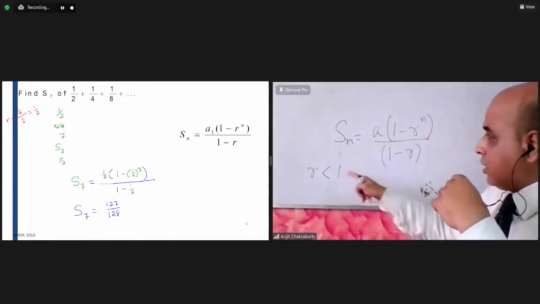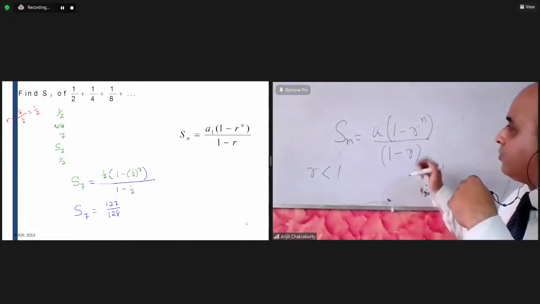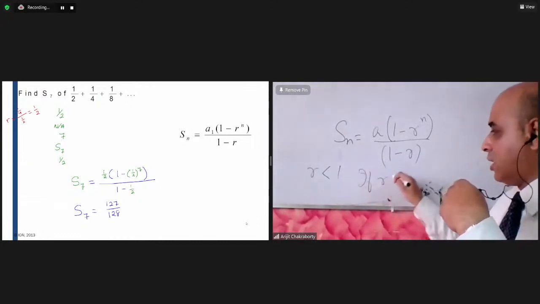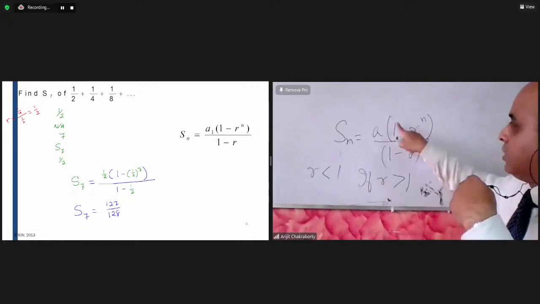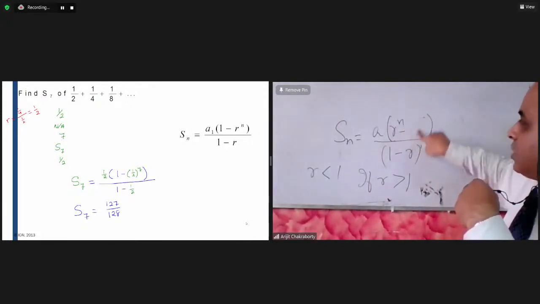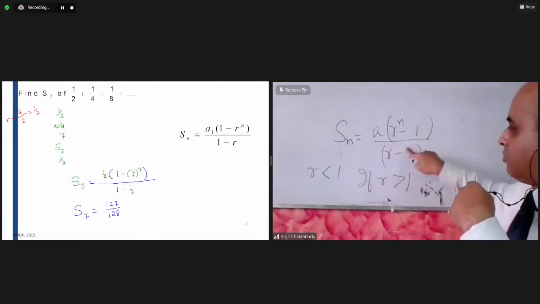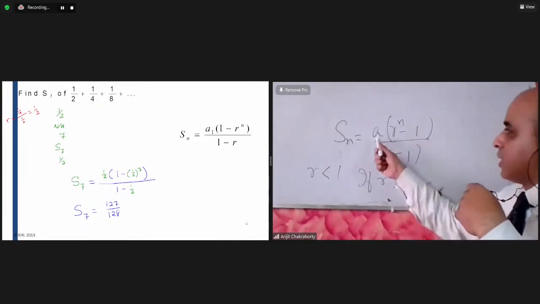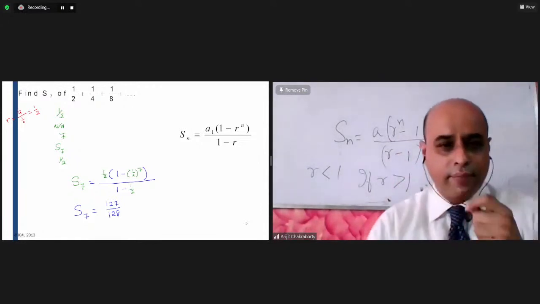And if R is more than 1, then it will be just the opposite. So instead of 1, we will write R to the power n, and instead of R to the power n, we will write 1. Here also we will change it to R minus 1. As simple as that. So it will become A into R to the power n minus 1 divided by R minus 1.